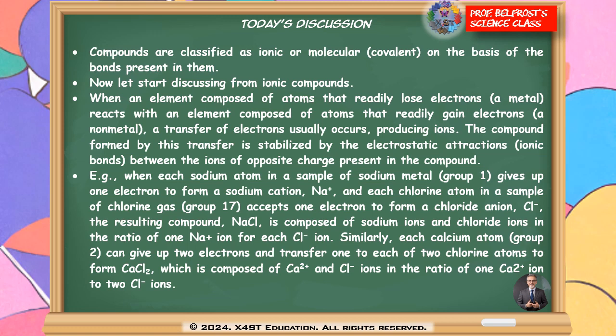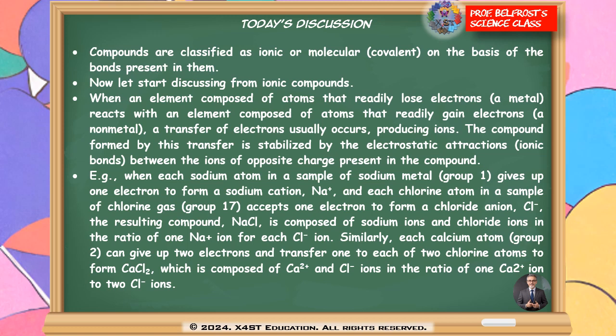For example, each sodium atom in a sample of sodium metal, group 1, gives up 1 electron to form a sodium cation, Na+, and each chlorine atom in a sample of chlorine gas, group 17, accepts 1 electron to form a chloride anion, Cl-. The resulting compound, NaCl, is composed of sodium ions and chloride ions in a ratio of 1 Na+ ion for each Cl- ion.